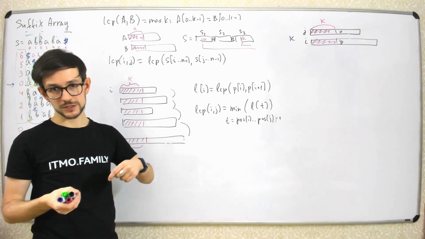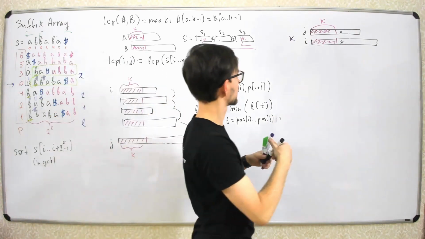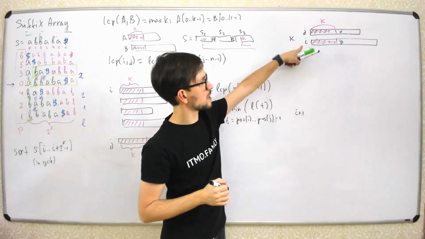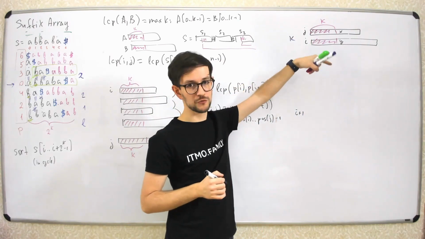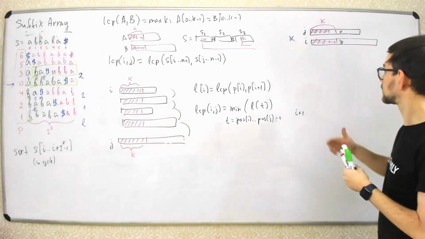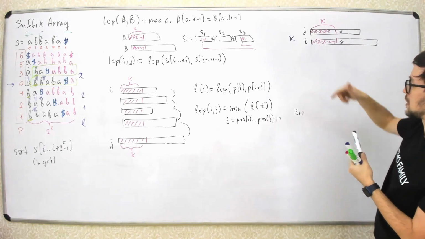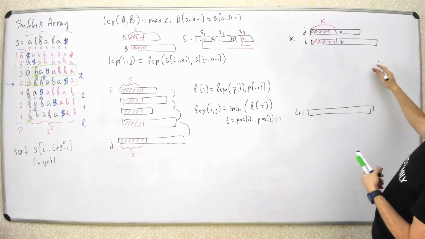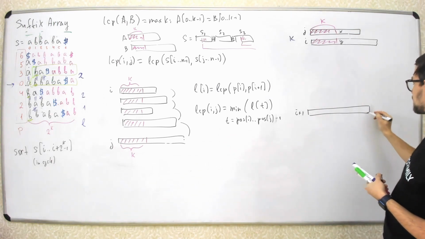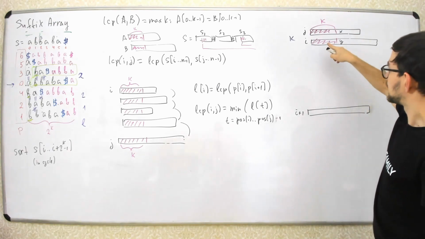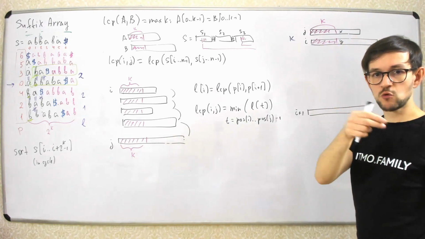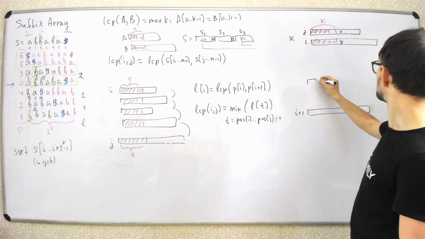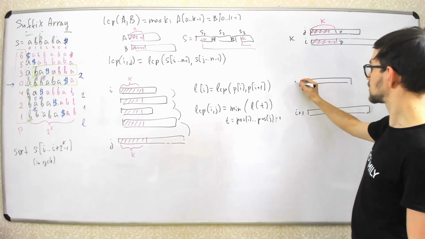Now we move to suffix i plus 1. Suffix i plus 1 is the same suffix as i, but we remove the first character. So it's one character shorter, right? We take this suffix and remove the first character here. It must be a little bit shorter. Let's look at suffix j. If we remove the first character of suffix j, we will get suffix j plus 1. So suffix j plus 1 is somewhere here.